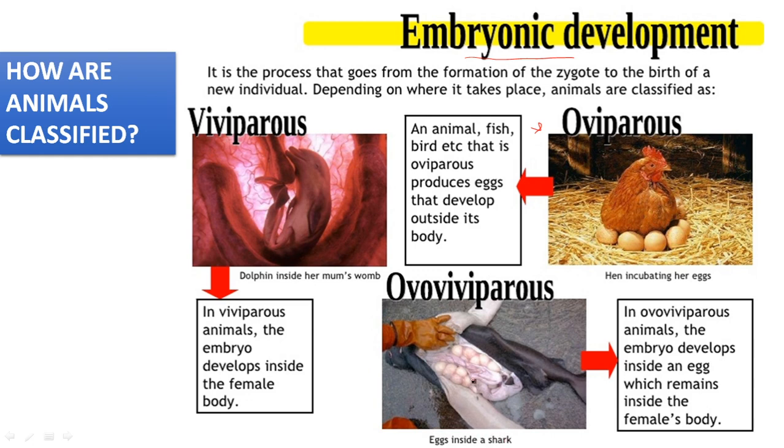Some sharks are ovoviviparous because they produce eggs, but they don't put the eggs outside. Okay, the baby sharks develop inside these eggs, and then they are born outside of the egg, right? I will put a link to a video with some images of a shark giving birth.